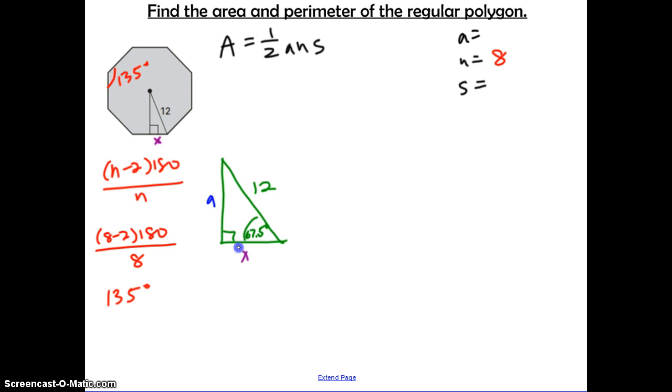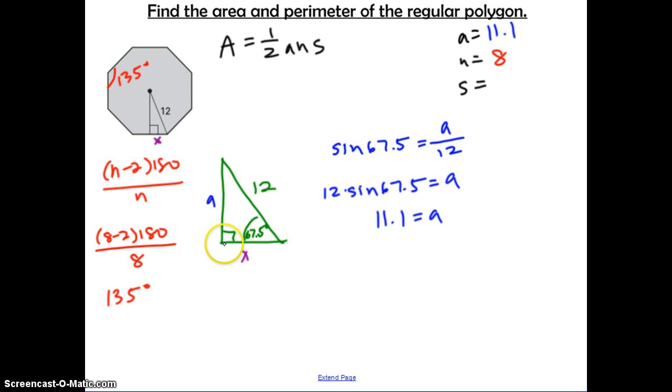So let's solve for one at a time using trig. Remember, from the angle's perspective, this is the opposite side, and we're going to use the hypotenuse. So we have sine of 67.5 is equal to the opposite over the hypotenuse. Multiply both sides by 12, and then you should get 11.1 is your apothem.